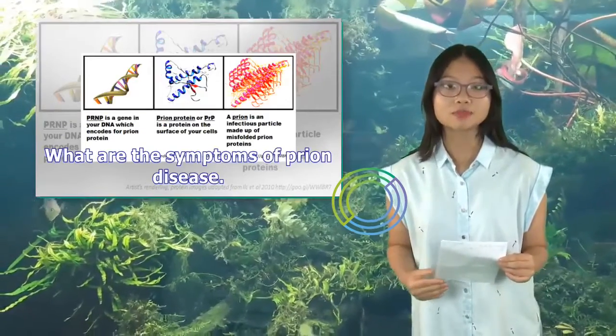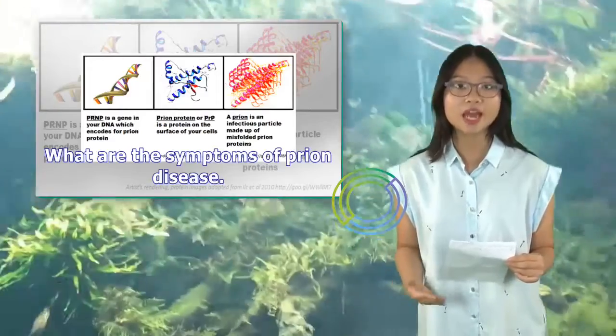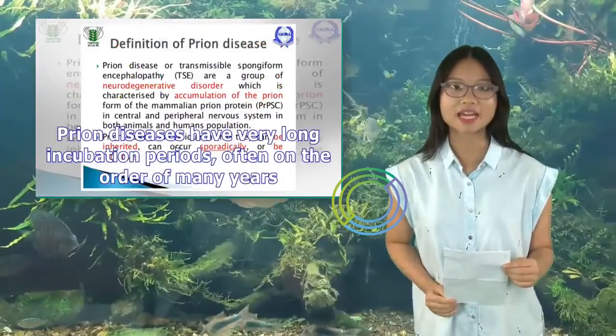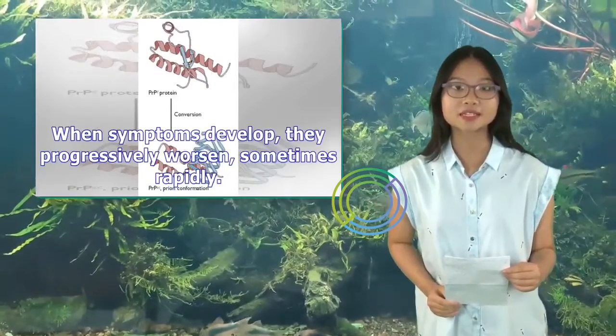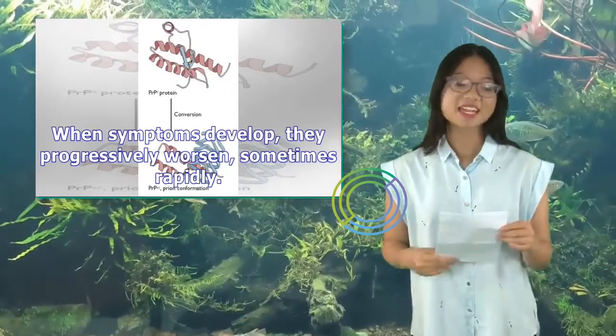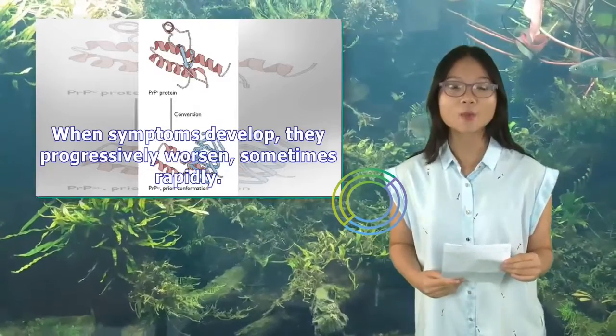What are the symptoms of prion disease? Prion diseases have very long incubation periods, often on the order of many years. When symptoms develop, they progressively worsen, sometimes rapidly.